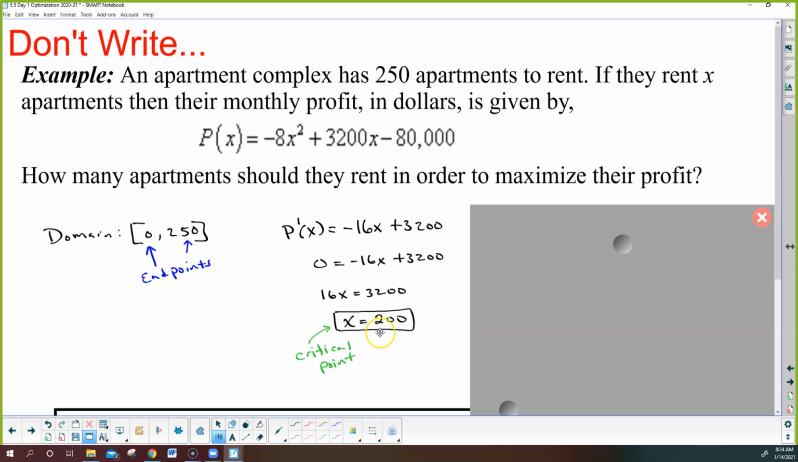Now, I don't have to test if that's a max or a min, partially because this is a parabola. So we kind of know what's happening here, but do note one thing, and this is important. If you're showing this work, you have to show the derivative like we did here.